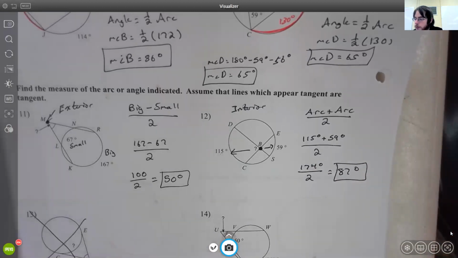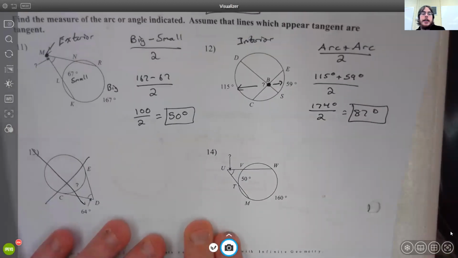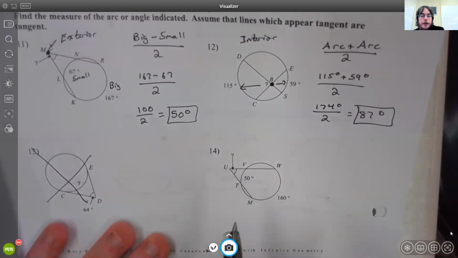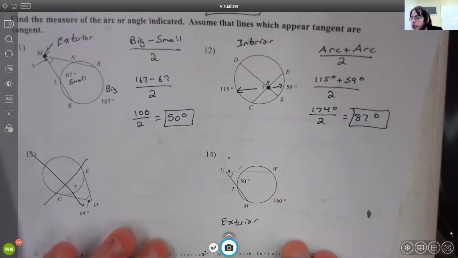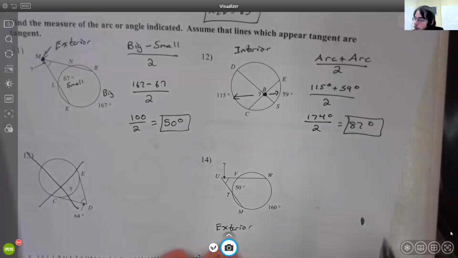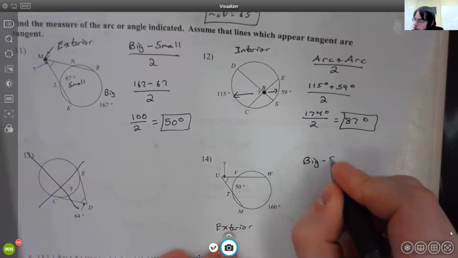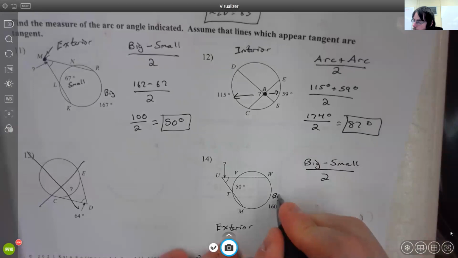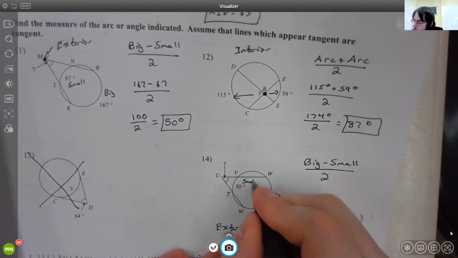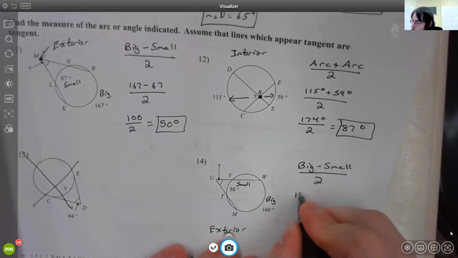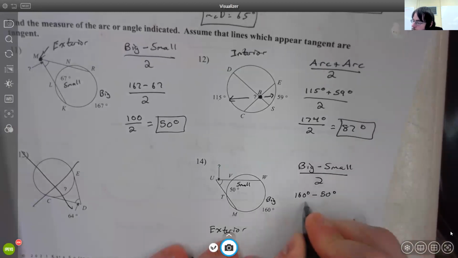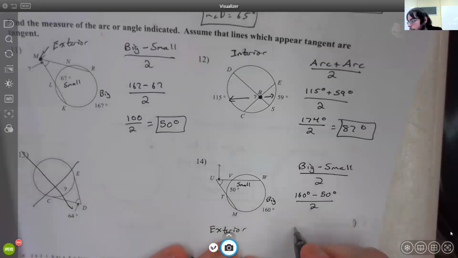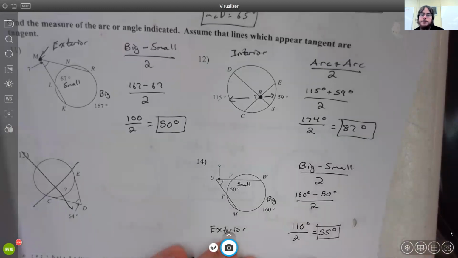Number 14. Our angle has a vertex that's outside the circle. So this is an exterior angle. In order to determine our exterior angle, we do big minus small divided by 2. So our big arc is 160, our small arc is 50. So we take 160 minus 50 divided by 2, and we get 110 over 2, which is 55 degrees.